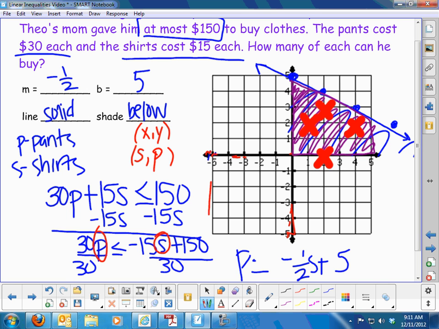So these are the different possibilities, or anything on my line here. Those would also be solutions. So that is the answer to that problem.